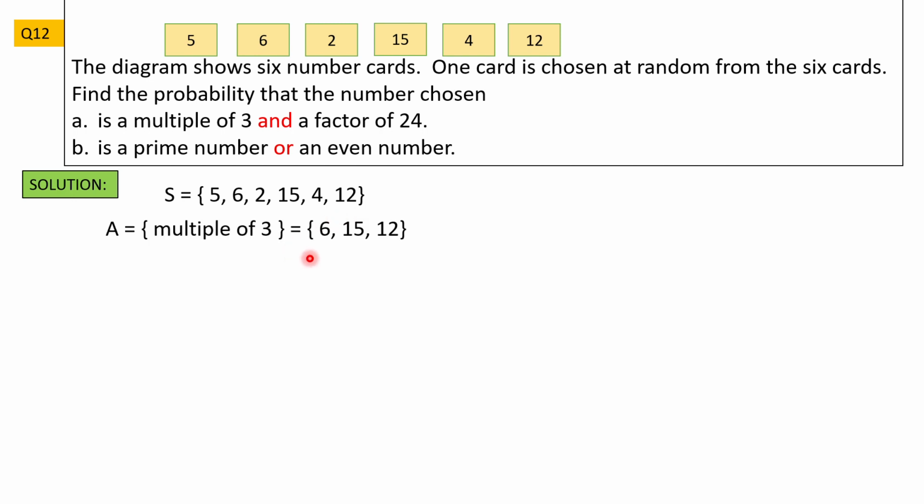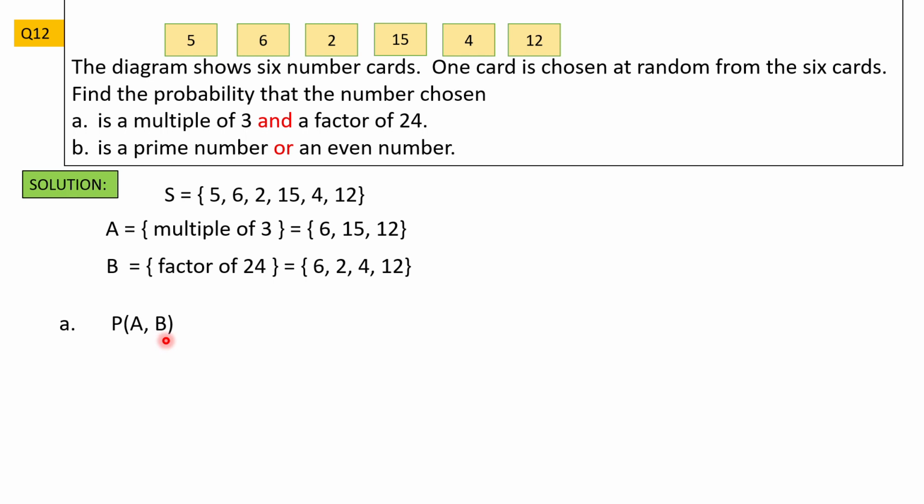Okay, let's define A as the multiple of 3. Referring to the sample space, multiples of 3, we have 6, 15 and 12. Next, B as factor of 24. So factors of 24 will be 6, 2, 4 and 12. Okay, for the first question you are asked to calculate the probability that the number chosen is a multiple of 3 and a factor of 24.